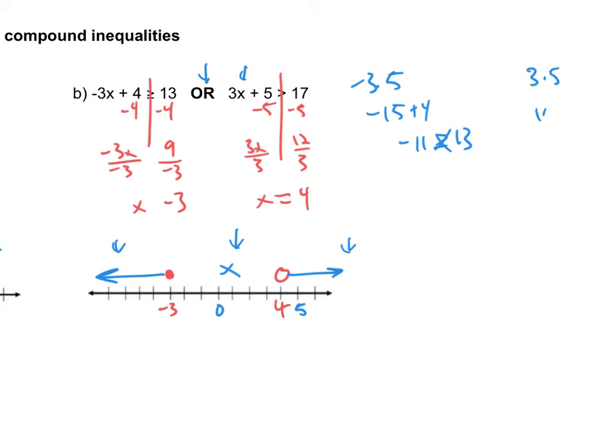3 times 5 is 15. Plus 5 is equal to 20. 20 is greater than 17. This does check out here. So we know that this does work because it needs to work on either this side or this side. It does work here, so I know that I have drawn my lines in the correct spot here. So my final answer is that it should look something like this.